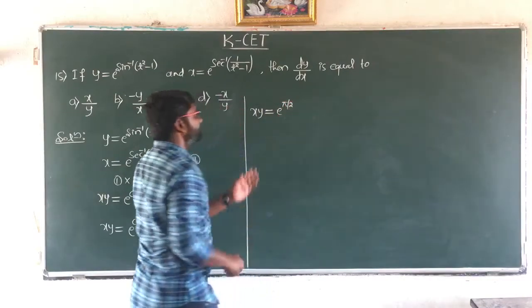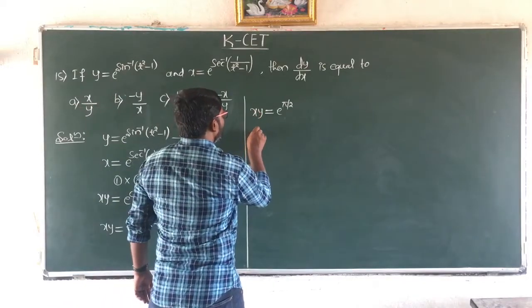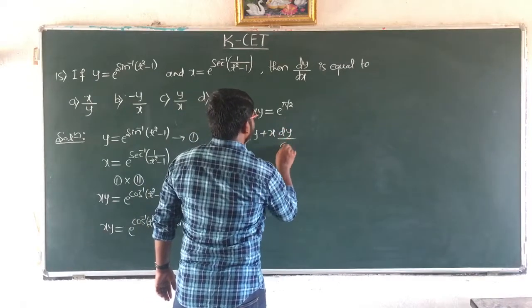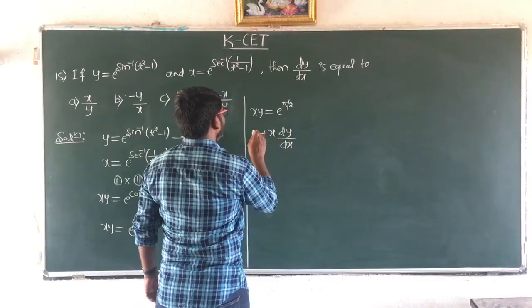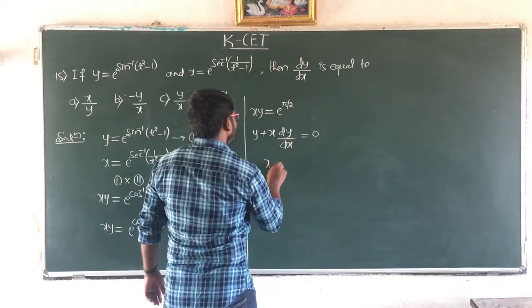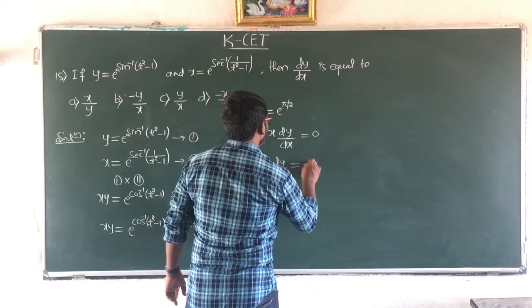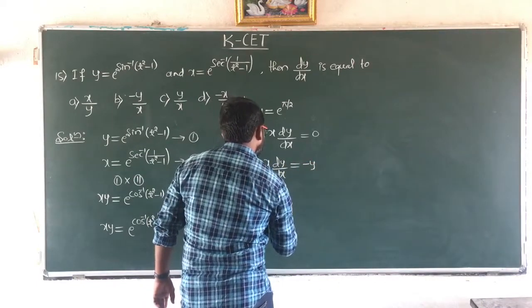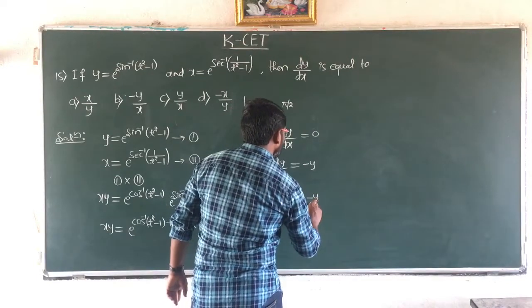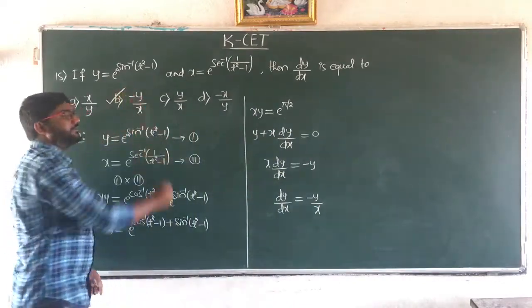So let us differentiate with respect to x now, both the sides. Here we have to apply the product rule. So y plus x dy by dx is equal to the derivative of a constant, which is 0. So now x dy by dx is equal to minus y. So now dy by dx is equal to, taking x to the RHS, it goes to the denominator, minus y by x. So it is option B.